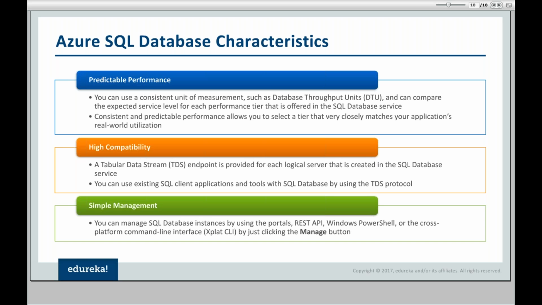And this will provide you the consistent and predictable performance which allows you to select a tier that will match the application's workloads in real-world applications. Like let's say when a user is going to hit a server, and when there are more users who are going to hit the server and the utilization goes higher, in that case how you're going to manage the workload. So you need to make sense of all those things over here.